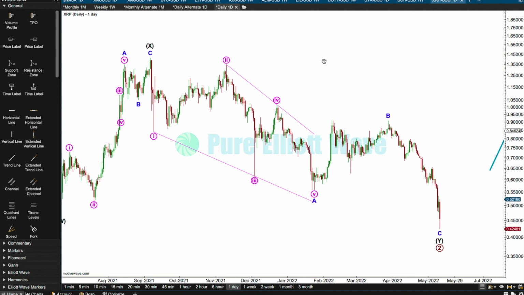I have long considered that maybe the rules for diagonals need a new rule added to say sometimes the third wave can be the longest out of 1, 3 and 5, but I'm not yet prepared to rewrite any Elliott wave rules. So A can't be over there because there's overlapping that doesn't work as a diagonal.